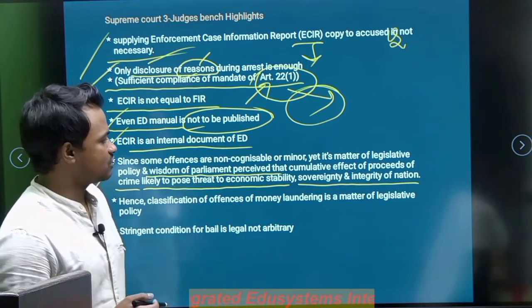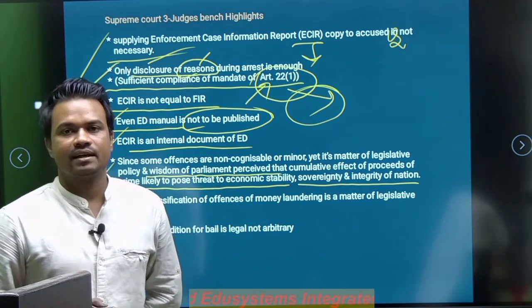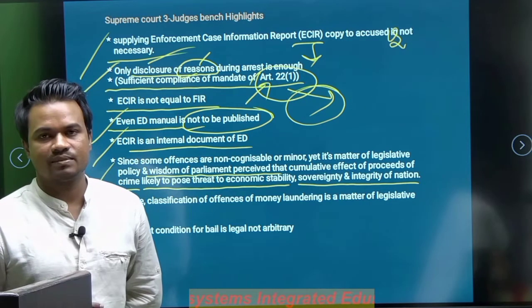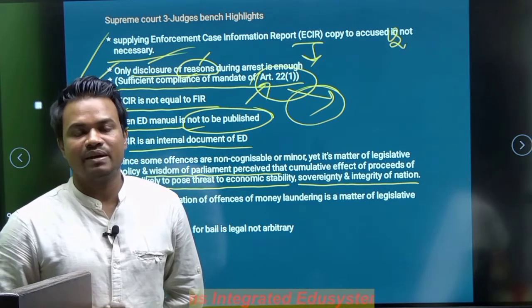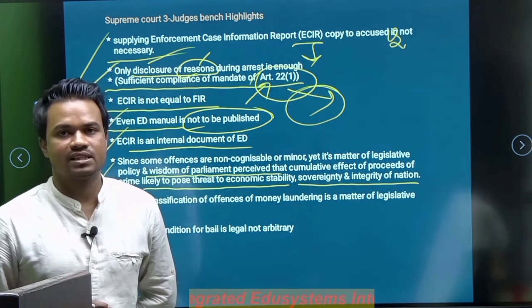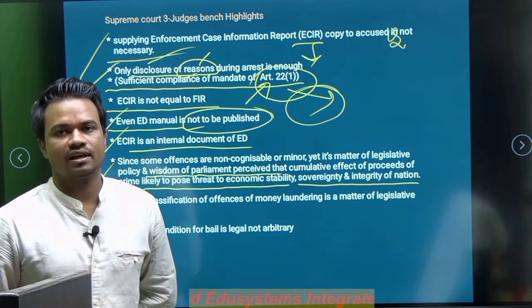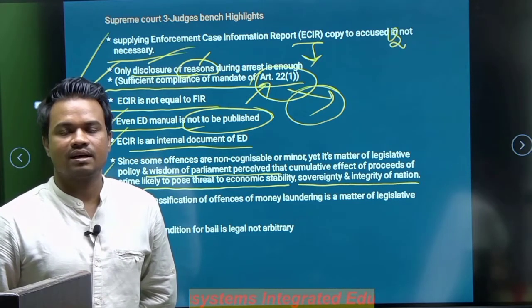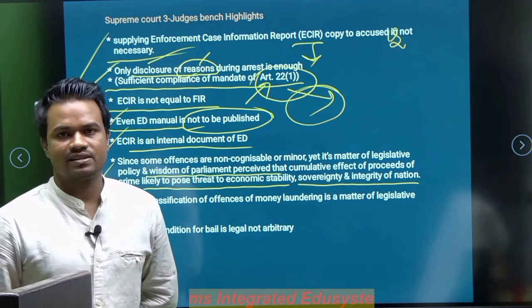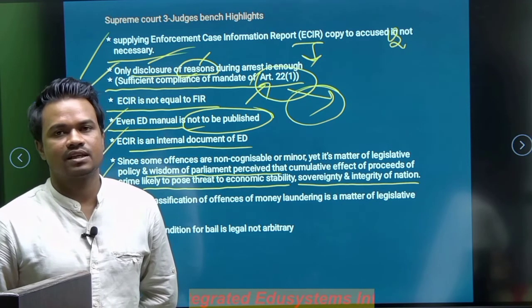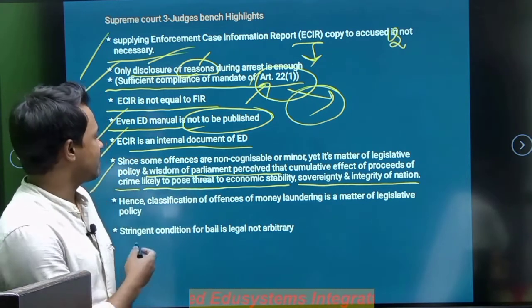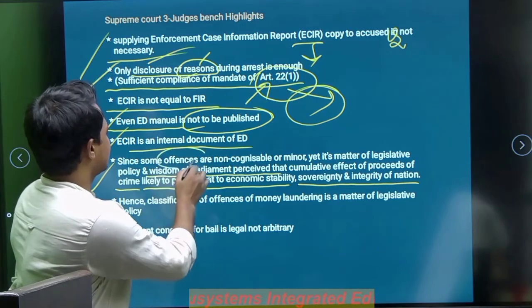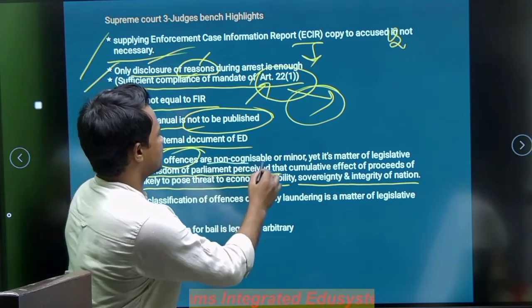So that is why the Supreme Court has observed that because a money laundering case may pose a threat to the sovereignty and integrity of the nation, it is completely vested in the wisdom of our Parliament to form and classify the offences under money laundering, whether non-cognizable or cognizable.